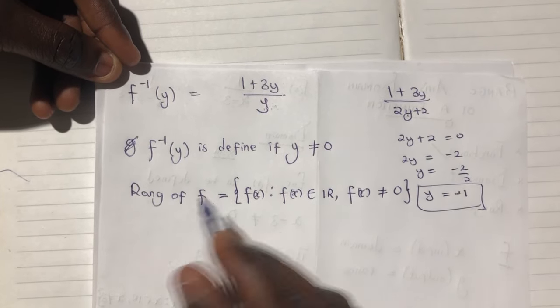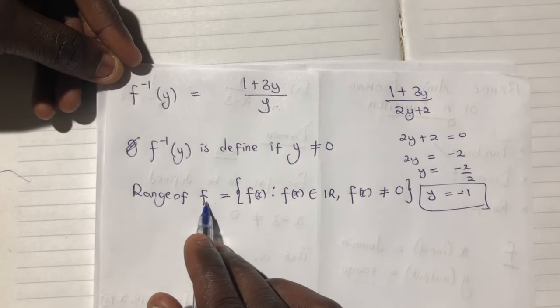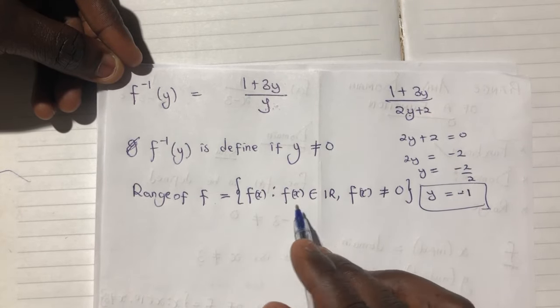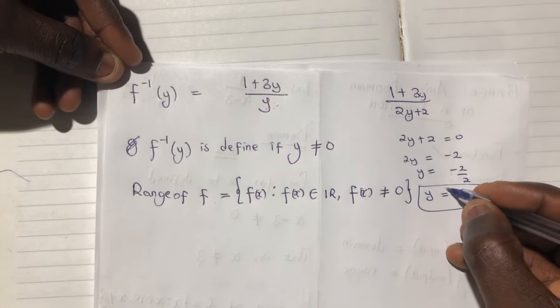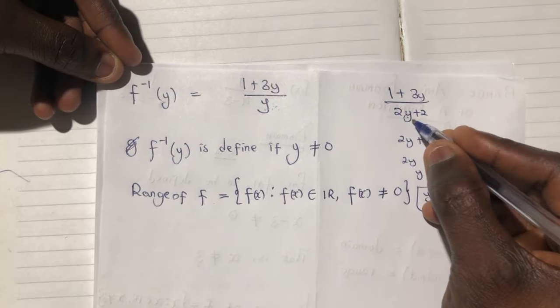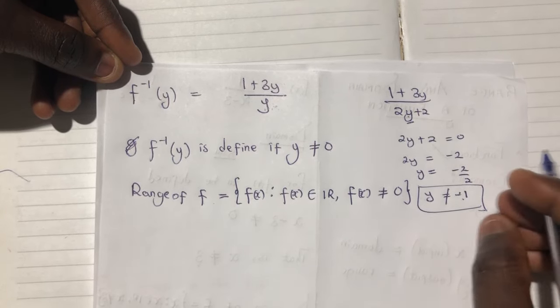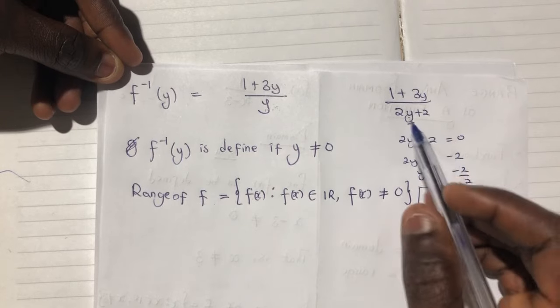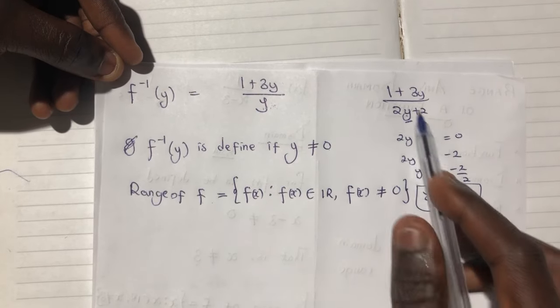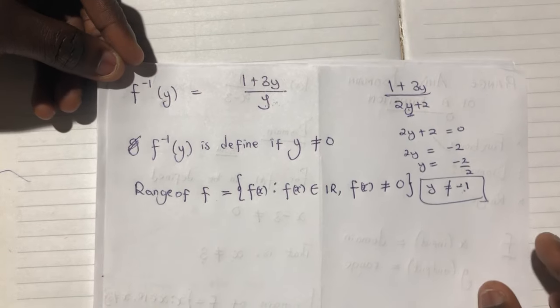undefined. So in your answer for the range statement, you say range of f is such that f of x is a member of all real numbers. F of x must not be equal to what? Minus 1. Because when I put minus 1 here, I make the equation what? Undefined. But we need values that will make the equation defined. So f of x, the range y, the value here must not be equal to what? Minus 1.